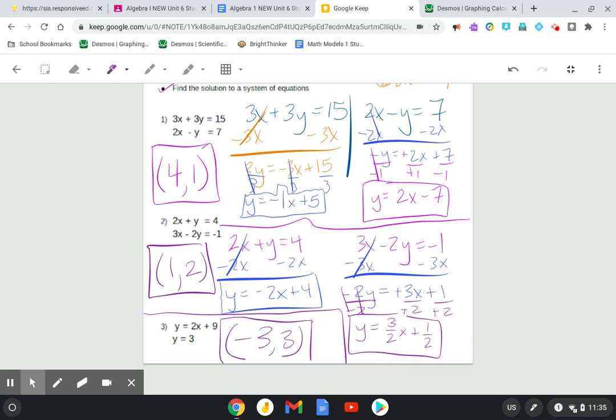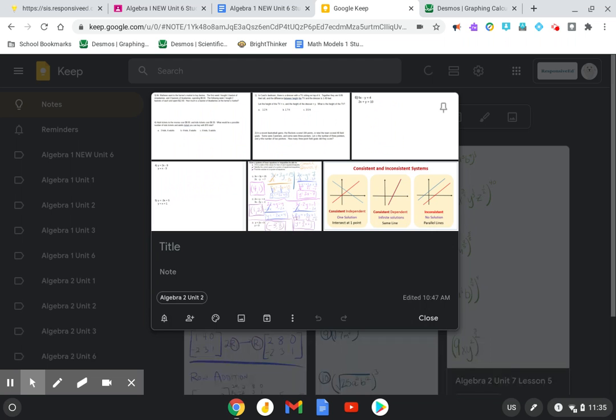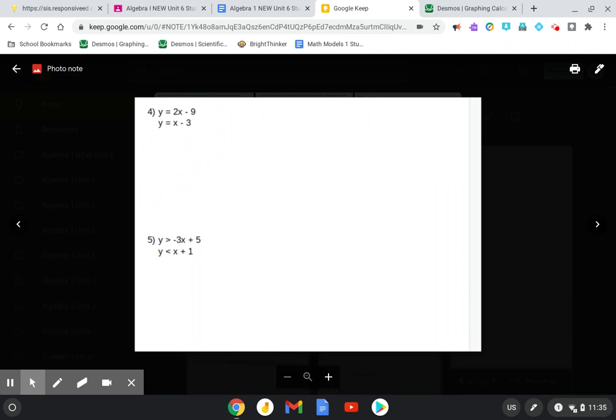And that is it. So when it's already in y equals form, you don't really have to do any of this other work, but I want you to see that. We're going to do some more examples anyway while we're at it.